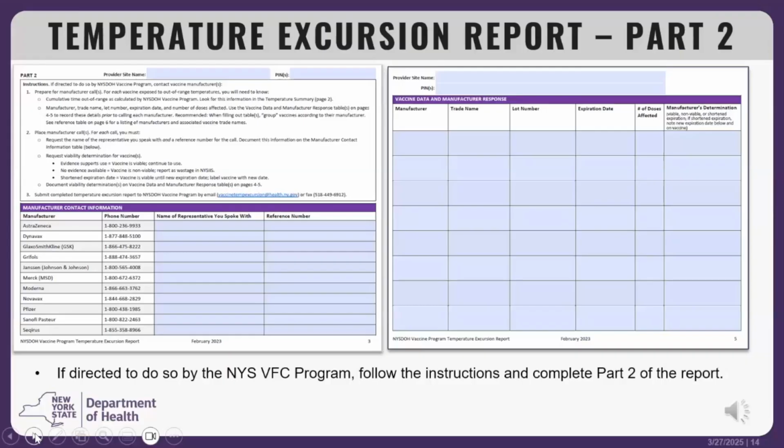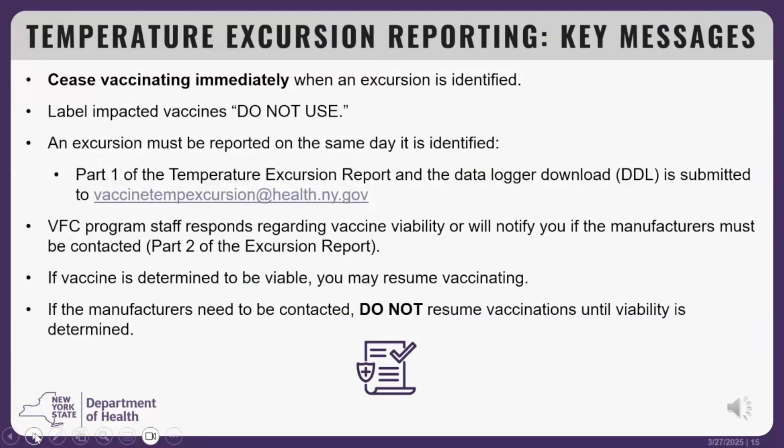In summary, cease vaccination immediately when an excursion is identified. An excursion must be reported on the same day it is identified. Part 1 of the excursion report and the digital data logger download is submitted to vaccine-temp-excursion@health.ny.gov. The VFC program staff will respond regarding vaccine viability, or will notify you that the manufacturers must be contacted.